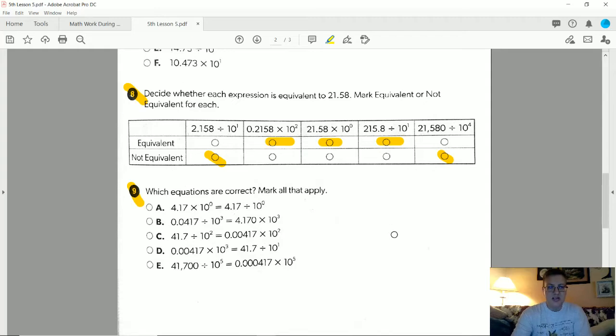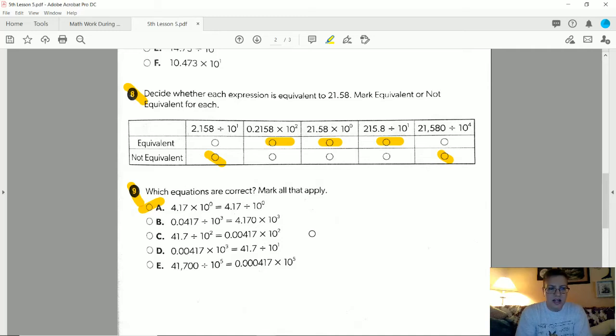Number 9, which of the equations are correct? Mark all that apply. That is a sure way of knowing that we are going to have more than one correct answer. So I'm starting with 4.17, multiplying it by 10 to the 0 power, which is the same thing as 1. Taking 4.17, dividing it by 10 to the 0 power, which is the same thing as 1. So both of these are going to stay at 4.17. Both sides are equal.